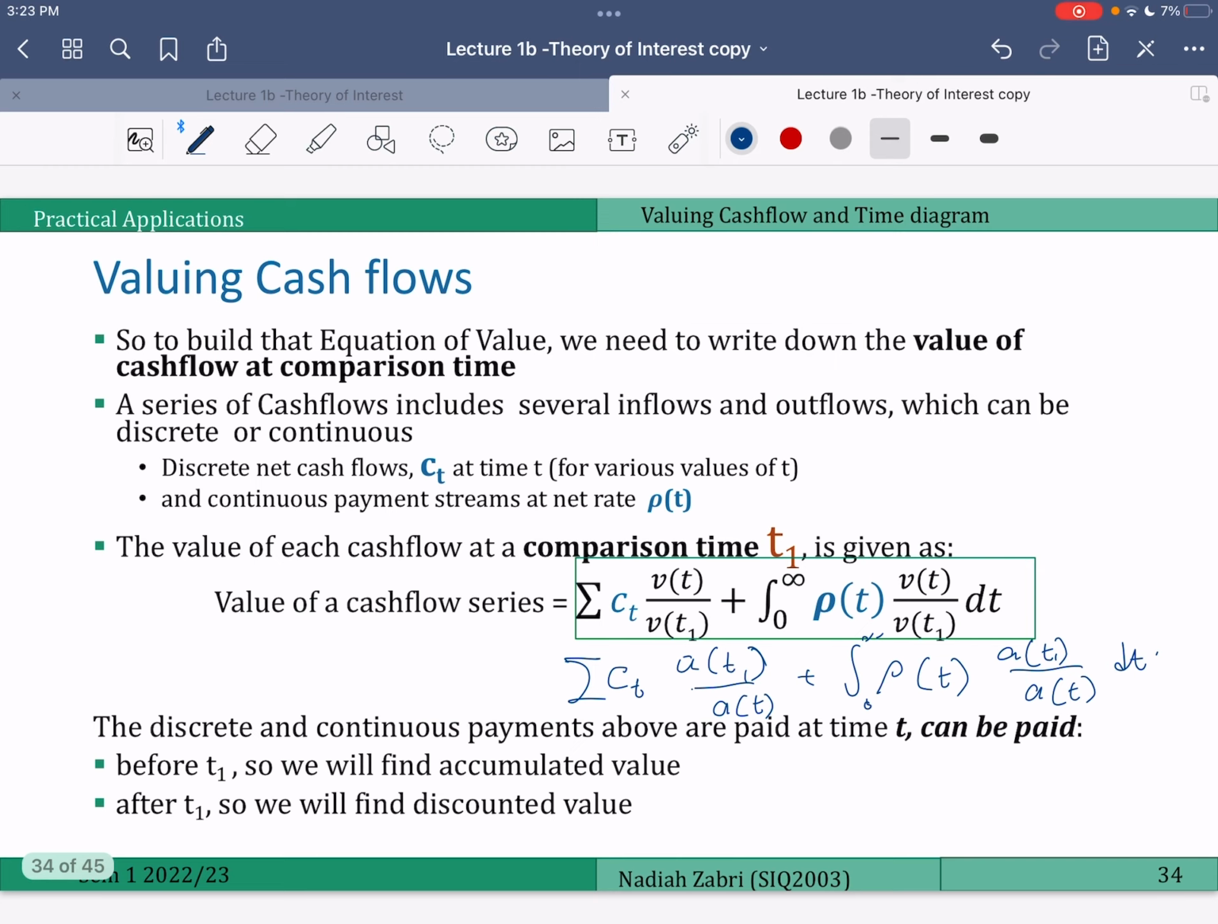Okay, so this is generally how we value cash flow. As I said just now, we value at a comparison time. It doesn't matter what comparison time we choose, especially if both cash flows follow the same interest structure.